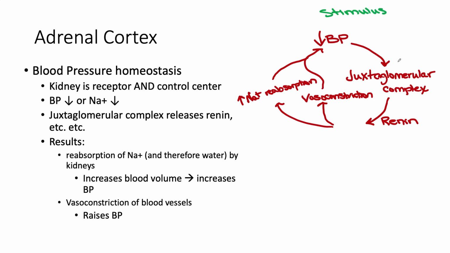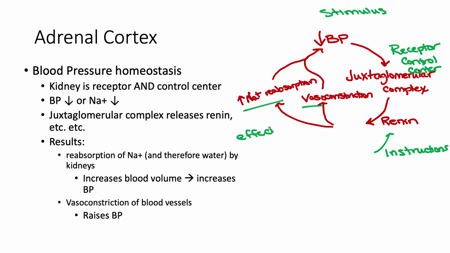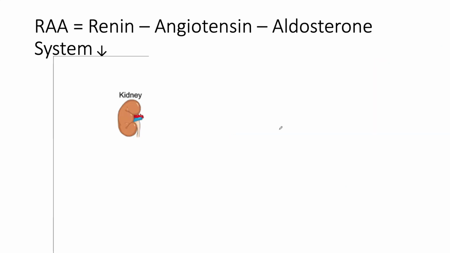The juxtaglomerular complex is going to be, once again, both the receptor and the control center. Renin is going to be the first in a long series of instructions, and our kidney tubules and our blood vessels are going to be the effectors. Let's talk about how this part works. So we start out with the kidney.